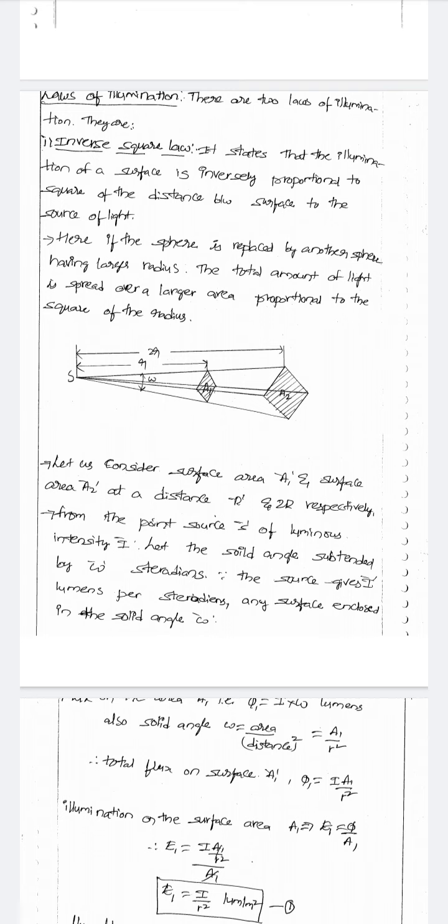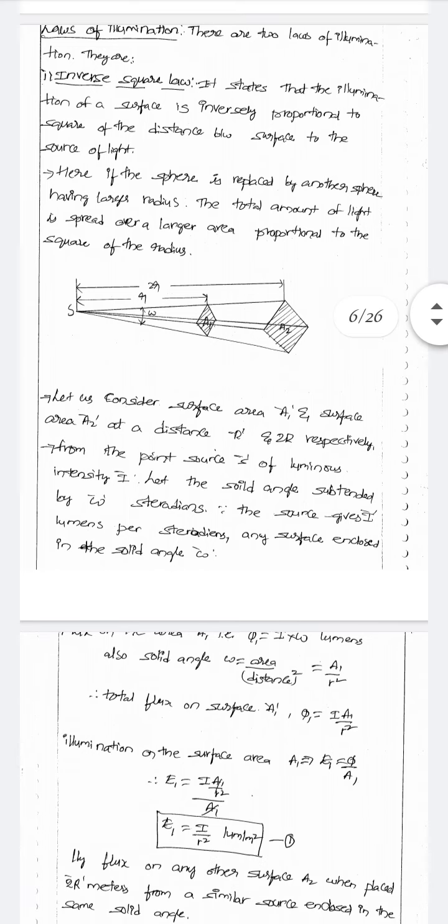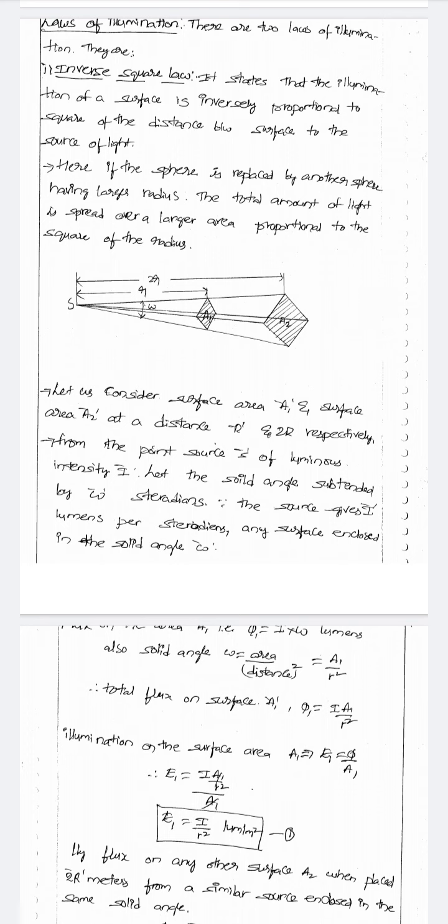First one, inverse square law. First we need to write the statement. It states that the illumination of a surface is inversely proportional to the square of the distance between the surface and the source of light. That is the statement of the inverse square law. Next we will see the derivation.